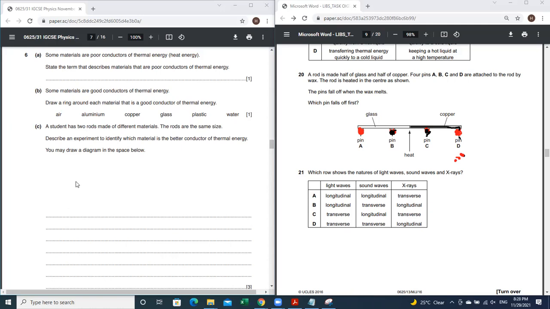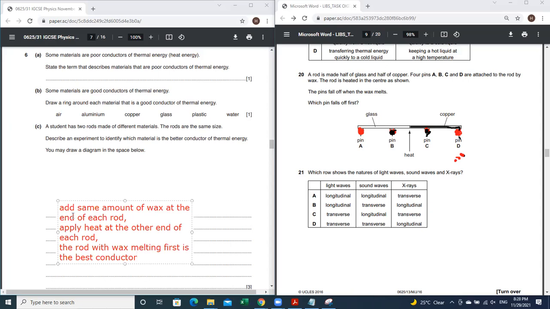What we are going to say is that we add the same amount of wax at the end of each rod, and apply heat at the other end of each rod from the same point. As you can see here, the heat is at the starting point of each rod, of the copper and of the glass here. And then the rod with wax melting first is the best conductor. Okay, that's all for this question.